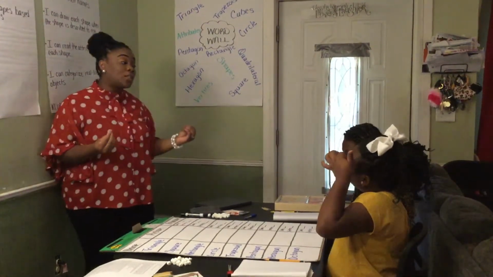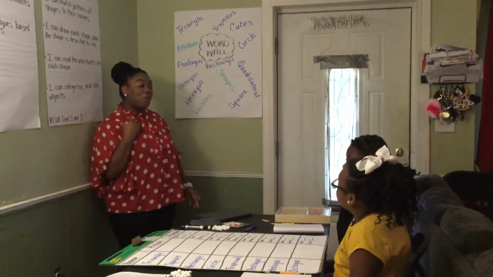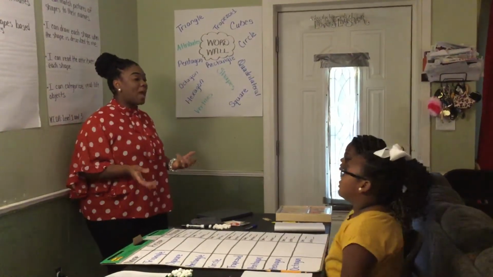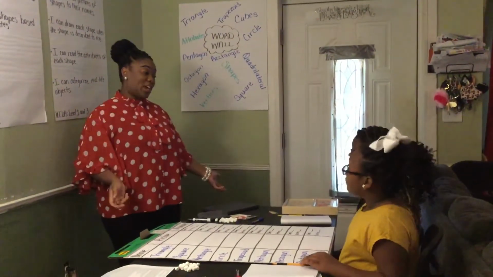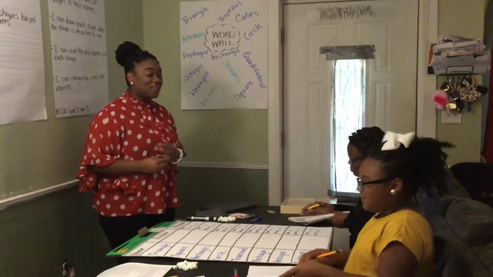The first thing we're going to do to make sure that we understand these shapes is I'm going to call out some attributes about some shapes we talked about, and I want you on your paper to draw a picture of that shape. Can we do that? Yes. So you got your pencils ready?